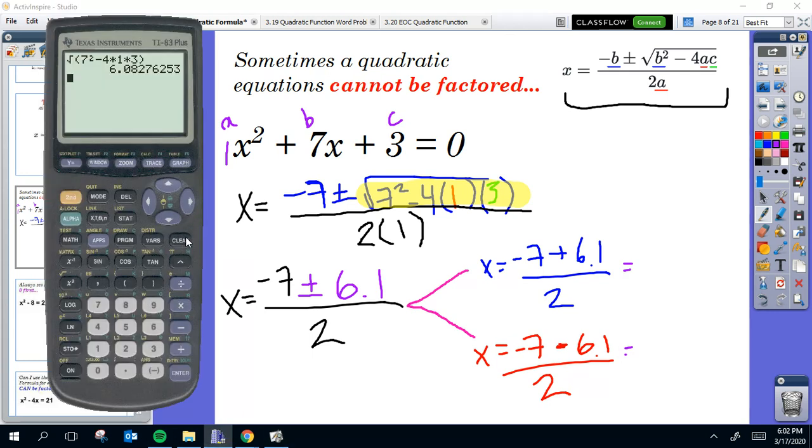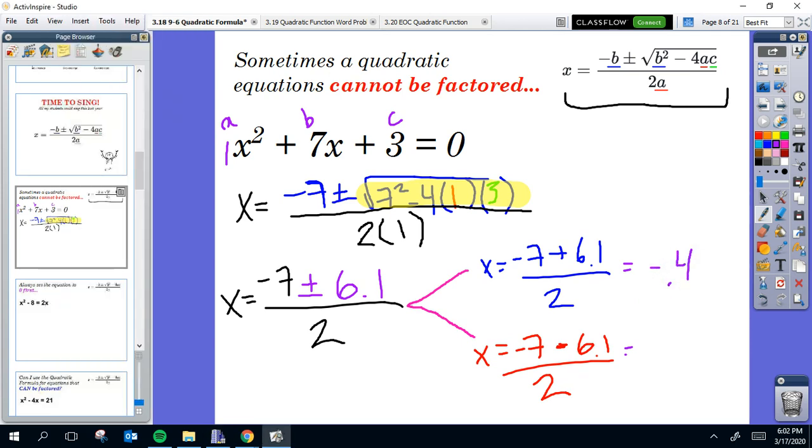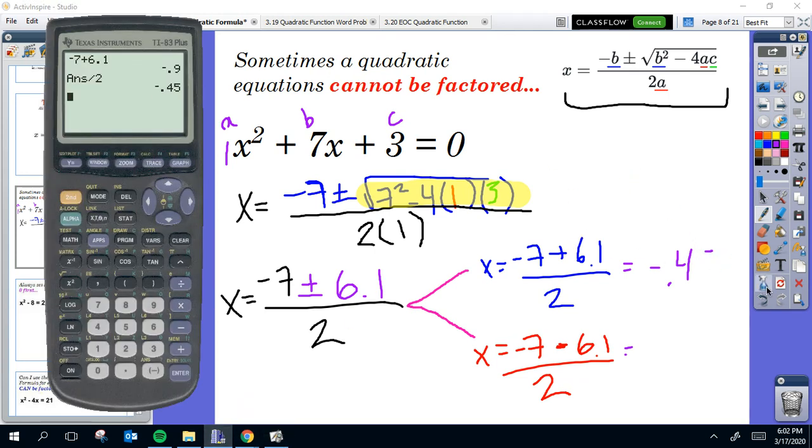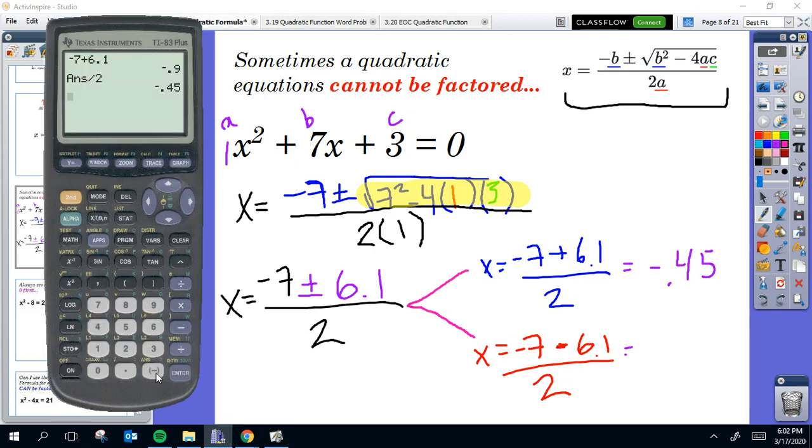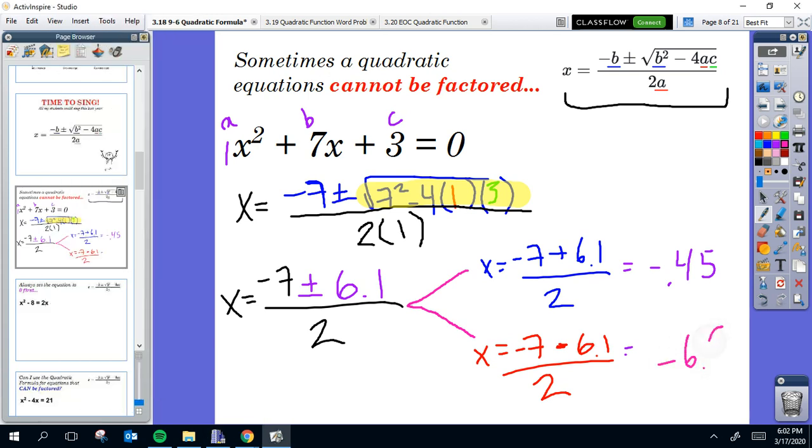Remember your order of operations when you're doing this on the calculator. I have to do negative 7 plus 6.1 first, and then I can hit divided by 2. When I do that, my first solution, or my first x-intercept or roots or zeros, is going to be negative 4.5. So negative 4.5. I'm going to write that right here. My second one, again, remember your order of operations. I need to do negative 7 minus 6.1 first, and then I can divide by 2. It's going to be negative 6.55.